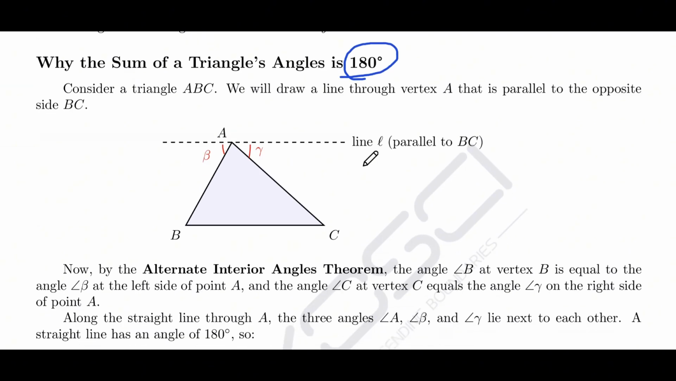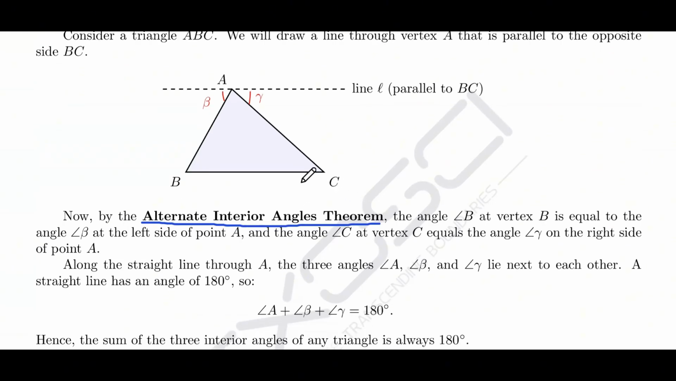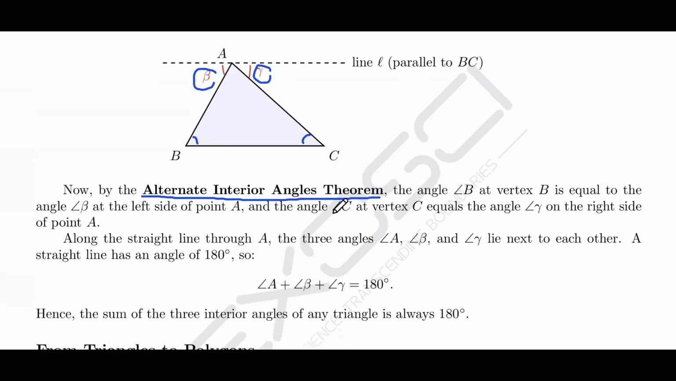Imagine a triangle, and draw a line through one of its vertices that runs parallel to the opposite side. Thanks to a geometric rule called the Alternate Interior Angles Theorem, we can see that the angles at the other two vertices match up with angles next to the first vertex along this new line. That is, angle B equals angle beta, and angle C equals angle gamma. Since the angles beta, A, and gamma along a straight line add up to 180 degrees, the three angles of the triangle must also add up to 180 degrees.